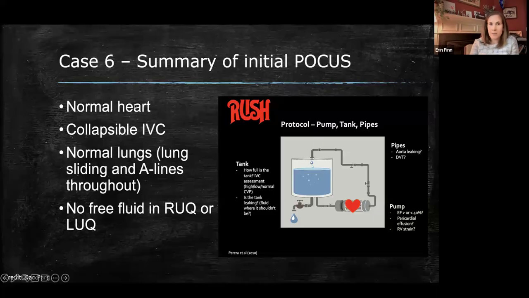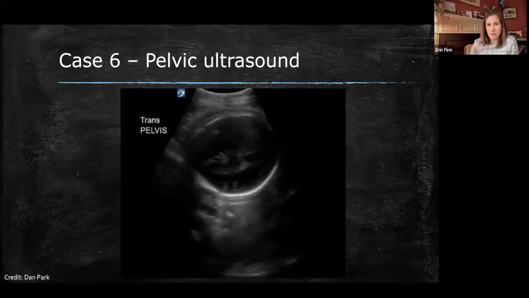And so he looked at the heart, which was normal. She had a collapsible IVC. She had normal lungs, no free fluid there, and also no signs of a pneumothorax. And then she had no free fluid in her right upper quadrant or left upper quadrant. And so then he got to her pelvis. He was looking for free fluid here.